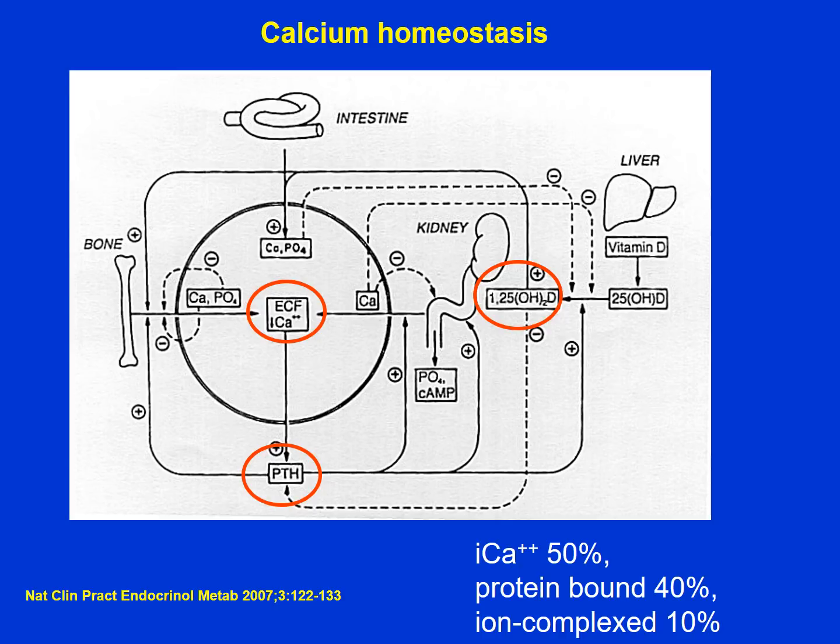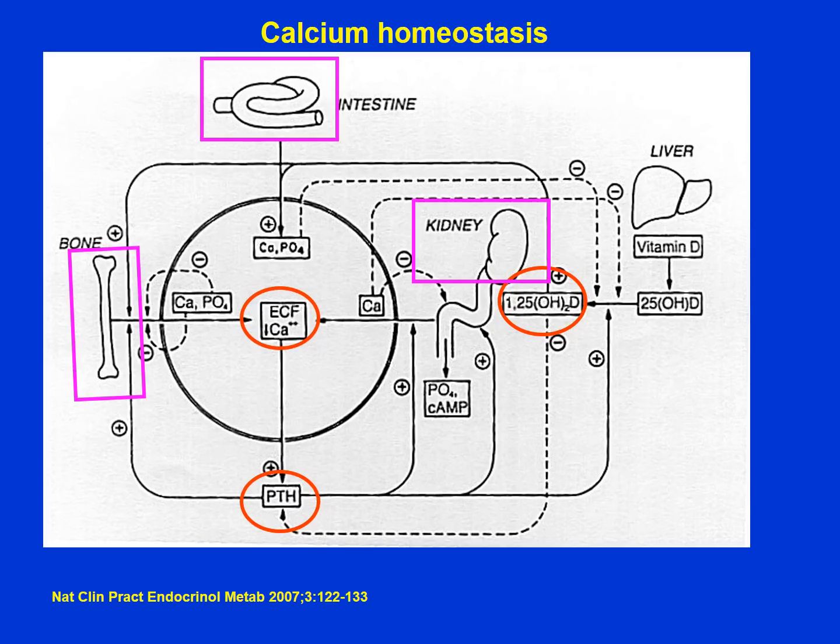It's the ionized form which regulates PTH production. Bone acts as a major reservoir of calcium and phosphate, and kidney regulates the excretion of calcium and is a really important contributor to the rapid responses to perturbations in serum calcium.